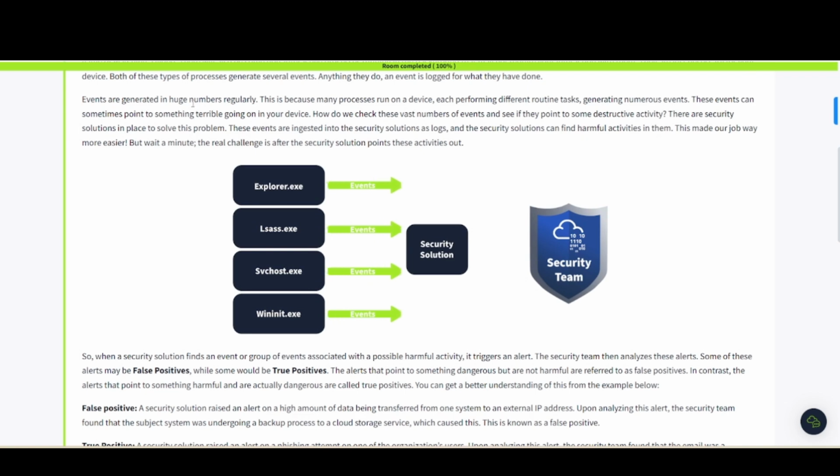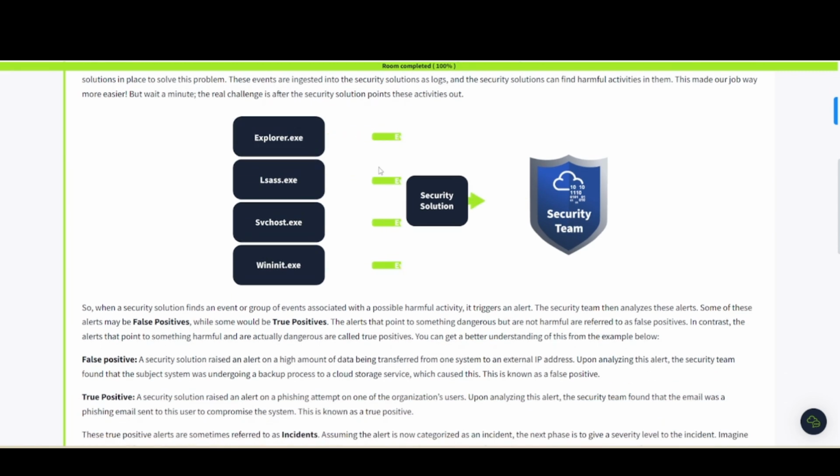It says events are generated in huge numbers regularly. This is because many processes run on a device, each performing different routine tasks, generating numerous events. These events can sometimes point to something terrible going on in your device. How do we check these vast numbers of events and see if they point to some destructive activity? There are security solutions in place to solve this problem. These events are ingested into the security solutions as logs, and these security solutions can find harmful activities in them. This made our job way easier. But wait a minute, the real challenge is after the security solution points these activities out.